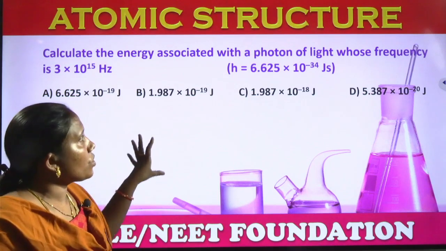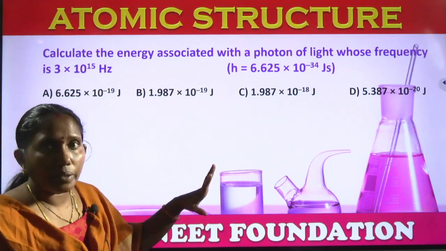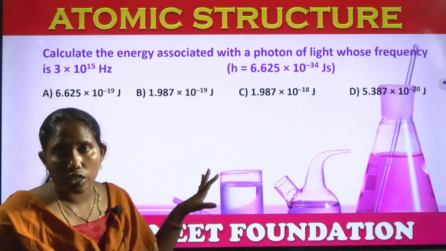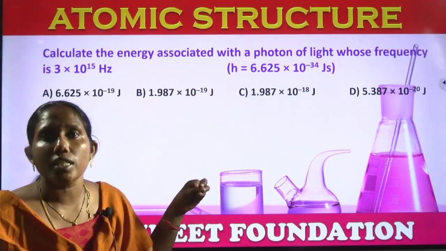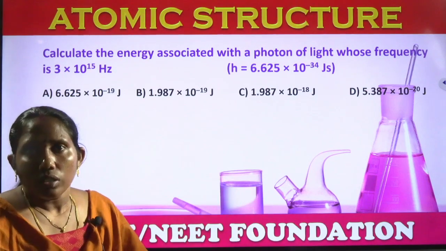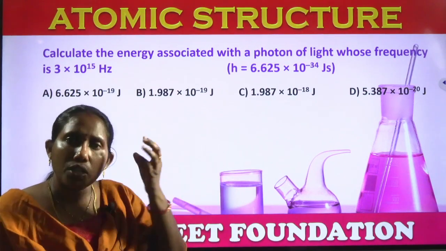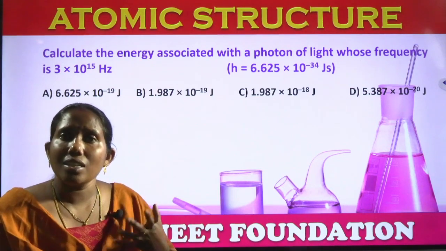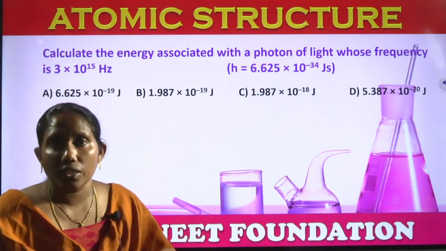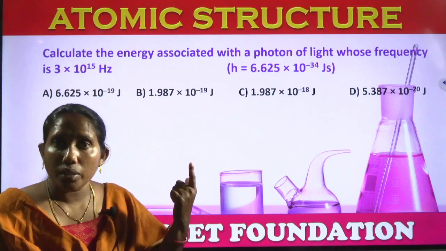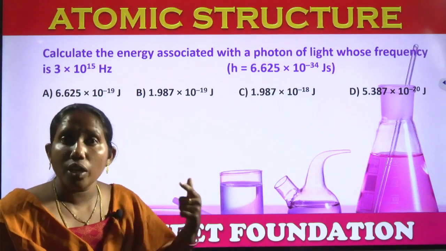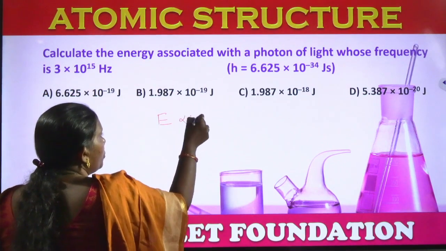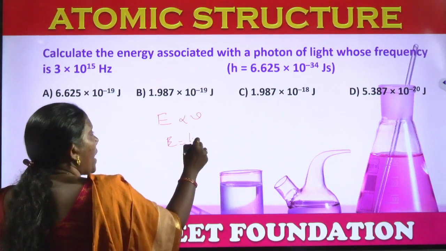Calculate the energy associated with a photon of light whose frequency is 3 into 10 to the power of 15 hertz. Here the frequency is given, and they are asking to calculate the energy. So after reading the problem, first we should immediately think about the relation between energy and frequency. It is in Planck's quantum theory: E proportional to nu, E equal to h nu.